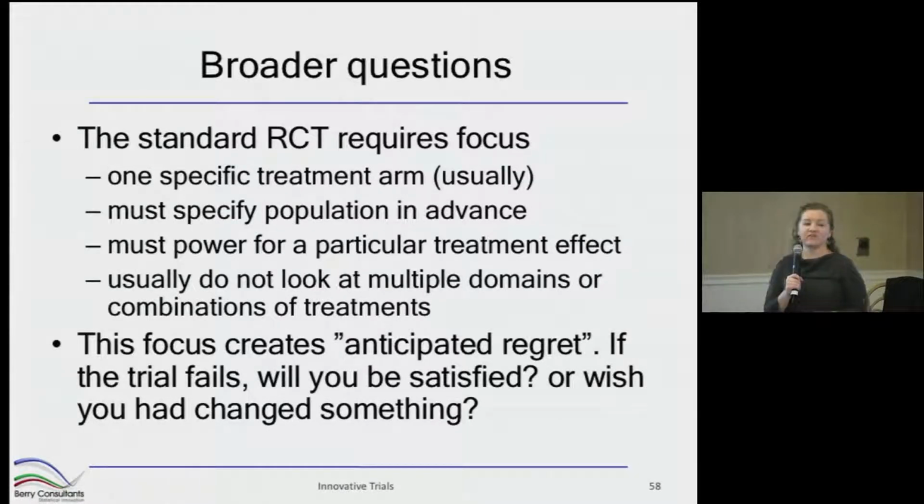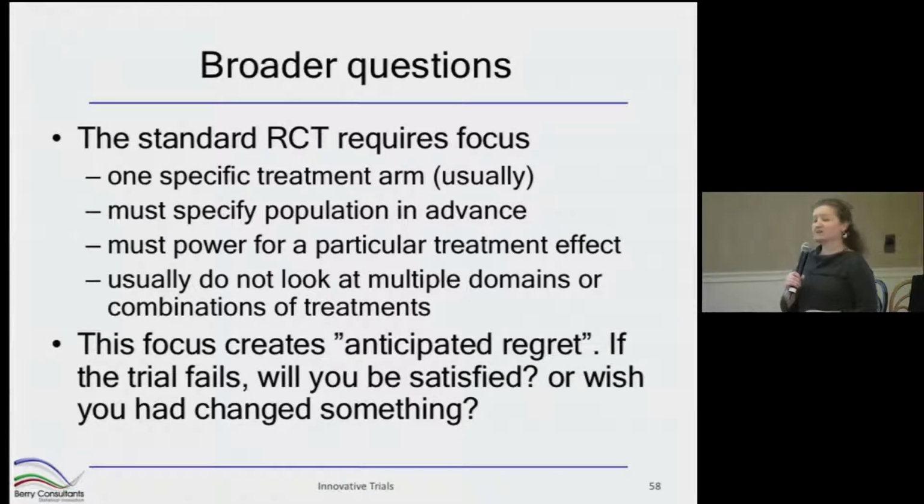There's reasons historically for why we have this focus in our clinical trials, but one of the things that we often think about when we're in the process of designing a trial is we try to anticipate if the trial doesn't come out the way we hoped, if we have our p-value at 0.06, for example, what would we regret and what would we think we would have done differently in our trial? Would I think, oh, I should have looked at a different population, or I should have had a bigger sample size, or I should have looked at a different dose? And so we try to think about what are those things in our trial that we might regret if we don't do them.